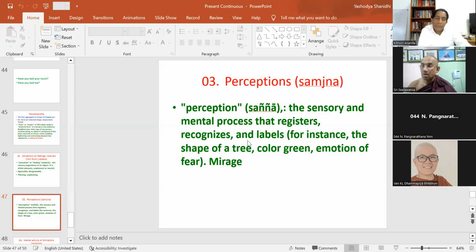And anyway, perception, sanya, is compared to a mirage. Marichi upama sanya.